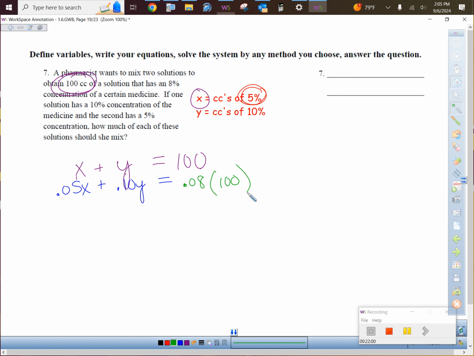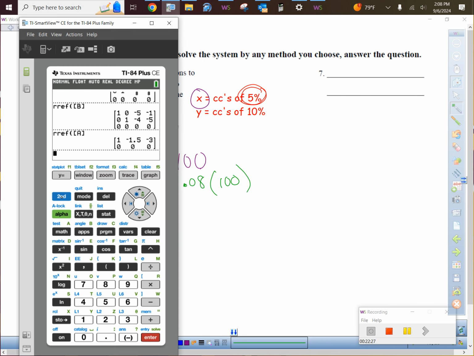Cool. They want us to solve this system by any method you want. You could use elimination, you could use substitution, you could do it graphically, or you could do a matrix. And I say if you're given the option it's linear, you should do a matrix, because it does all the math for you. You know what I mean? So let's do a matrix. This is a 2 by 3.